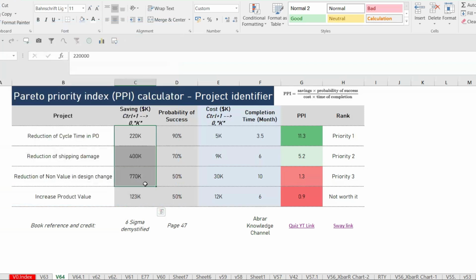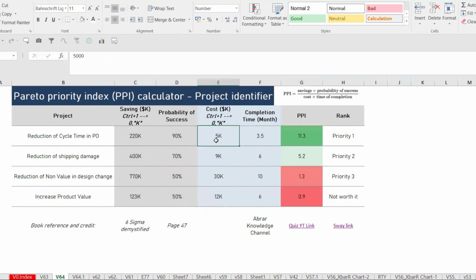Okay, similarly, the same concept has been applied here as well. And then probability of success. You can keep this like nominal data, like 0, 25, 50, 75, 100 and all that. So reduction of cycle time to 20K is the savings expected, and a 90% probability of success. And if these two values are high, automatically PPA will be high, right?